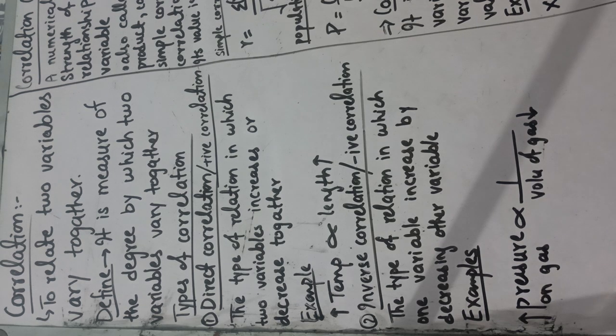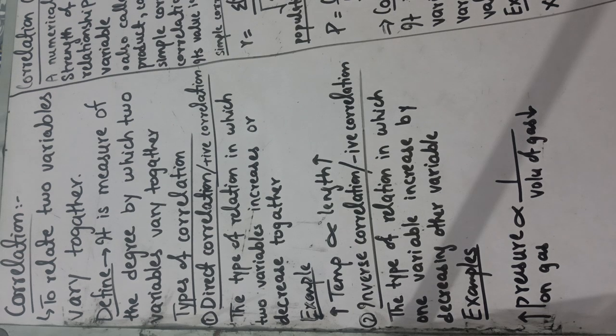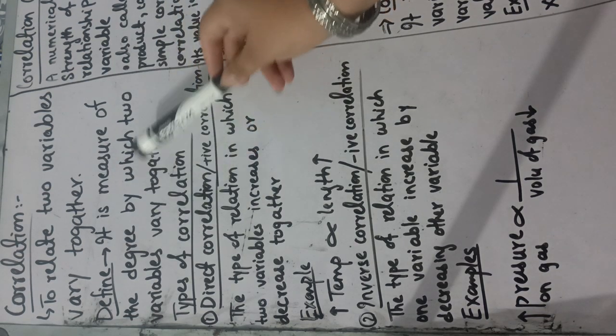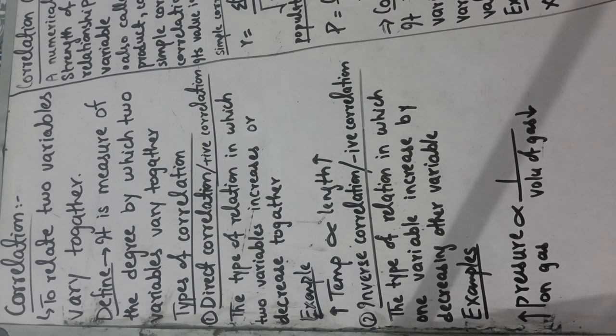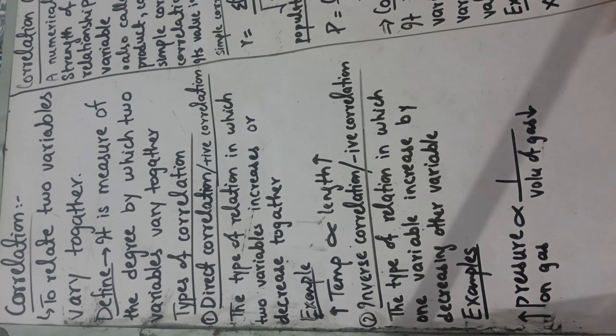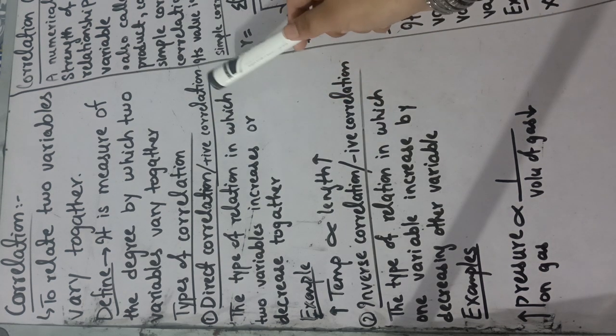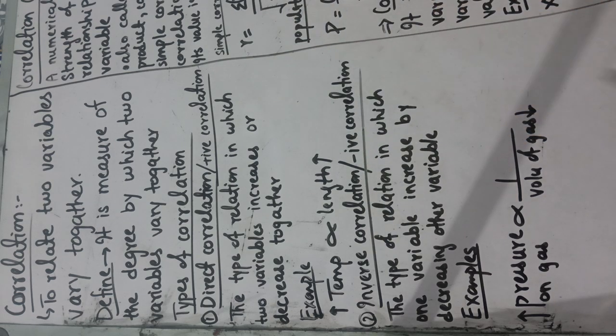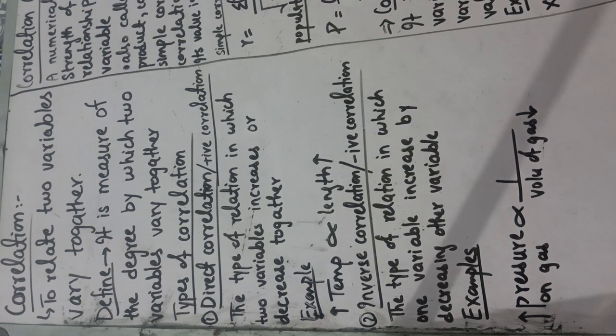Now let's define it. Actually it is the measure of the degree by which two variables vary together. Okay, how much two variables differ from each other, to measure the difference between them, this is called correlation. There are two types of correlation. The first type is direct correlation, which can also be called positive correlation, and the second is inverse correlation or negative correlation.